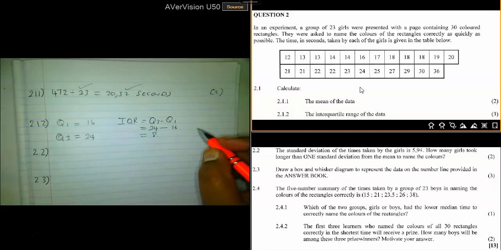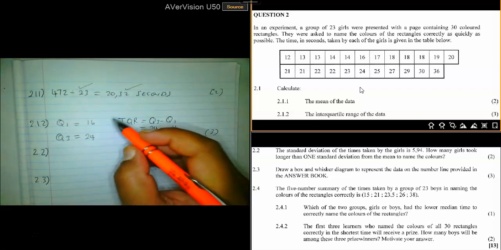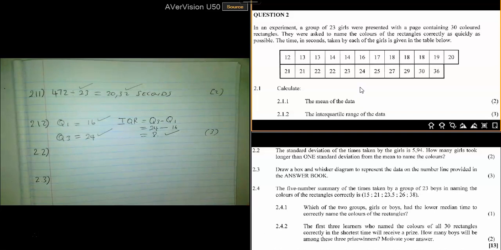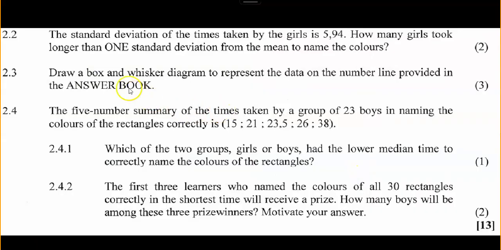In the paper, this was for 3 marks, and those 3 marks were allocated to determining quartile 1, quartile 3, and your answer as well. So let's have a look at 2.2. The standard deviation of the times taken by the girls is 5.94. How many girls took longer than one standard deviation from the mean to name the colors?